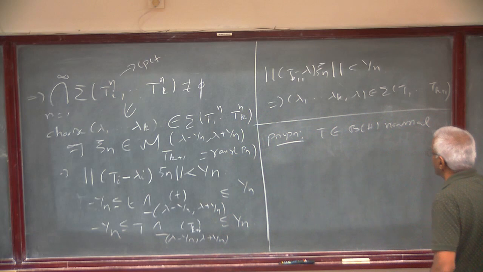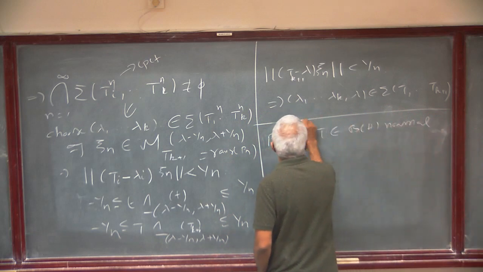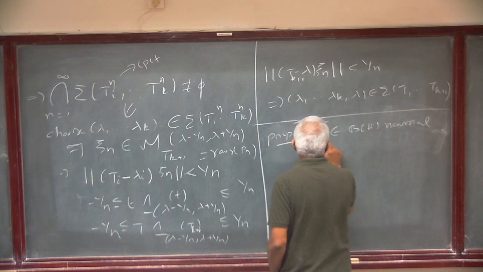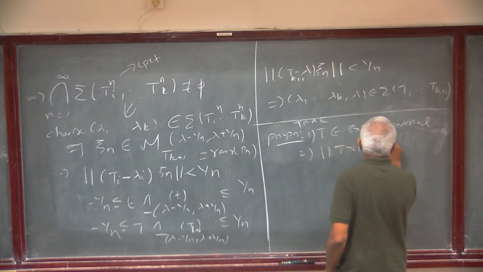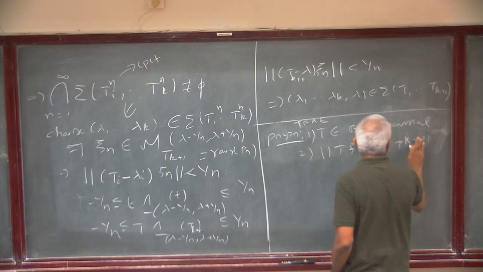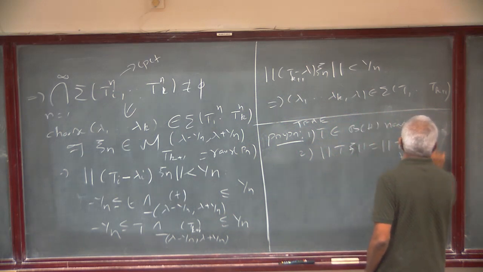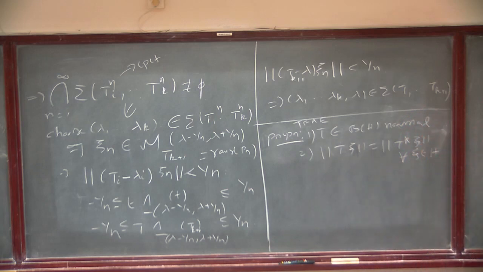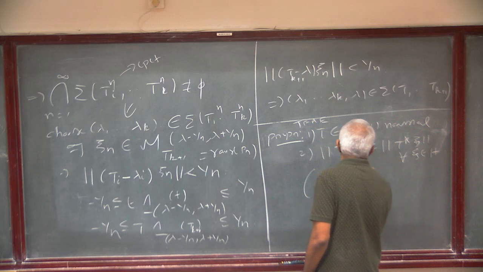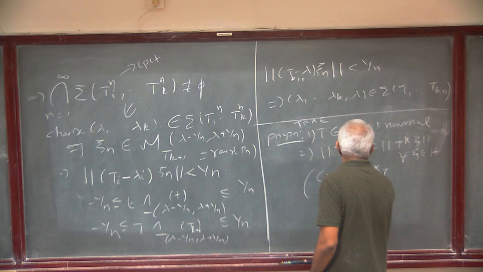T is a normal operator. Now I want to say the following are equivalent. One, T is normal. Two, we already proved this: norm of Tξ equal to norm of T star ξ for all ξ in H. This is just, we already know that. T star T equal to T T star, that is what normal means. This is equivalent to this.